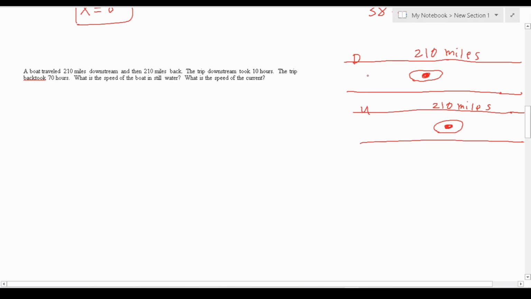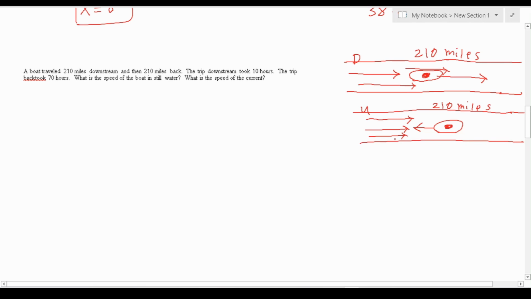In this case, the boat is going 210 miles downstream. The current, in other words, is going this way, and the boat is traveling this way as well. In other words, the current is pushing the boat, which is going to make its rate of speed faster. Now, when the boat travels upstream, it's going this way, whereas the current is going against it. In other words, that current is pushing against the direction of the boat, which will slow it down.